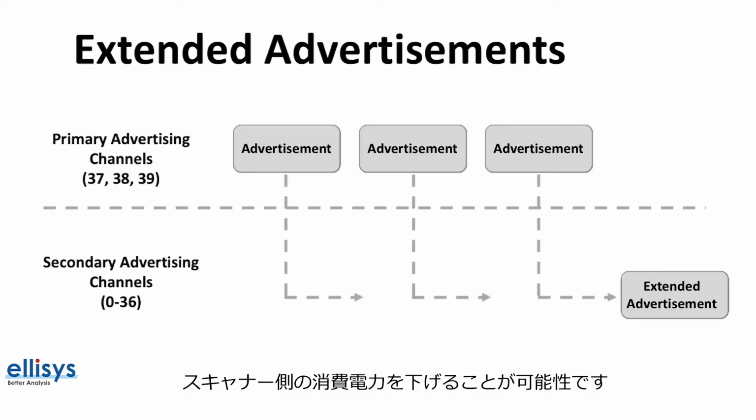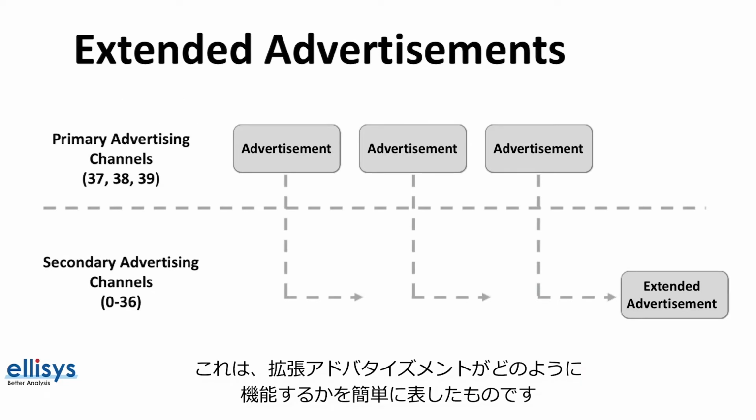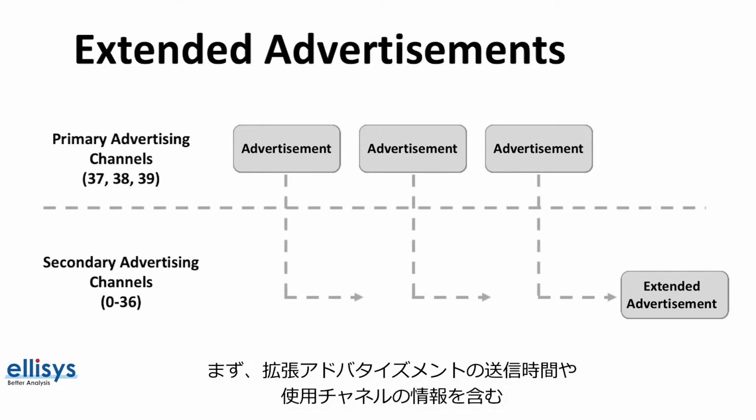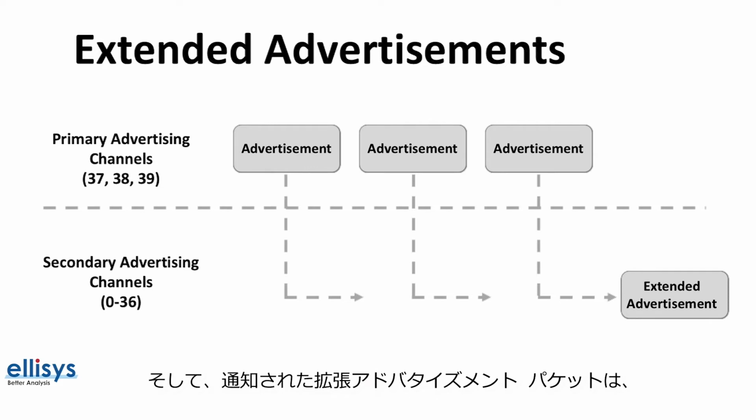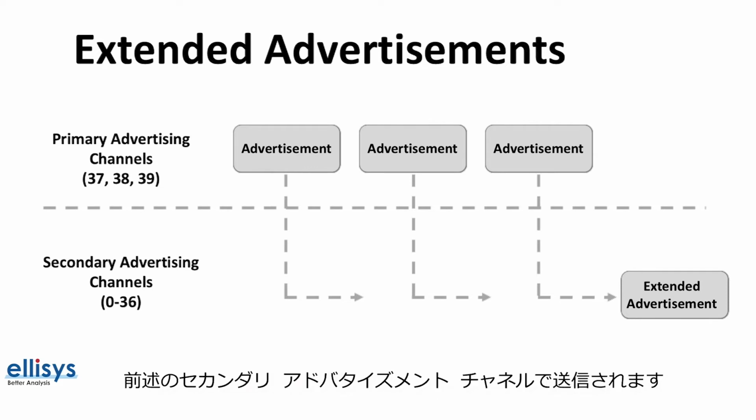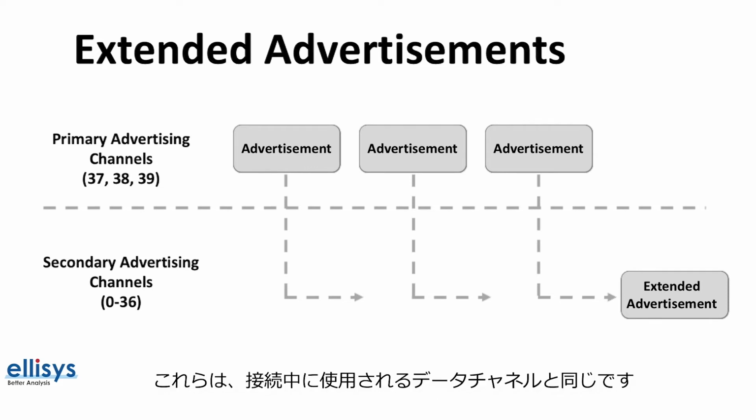Here's a simplistic representation of how extended advertisements work. It starts off by the device sending out the primary advertisements, which contain information on how to locate, in time and frequency, the extended advertisements. These extended advertisements are sent out on the secondary advertising channels, which we mentioned earlier. These are the same as the data channels used during a connection.